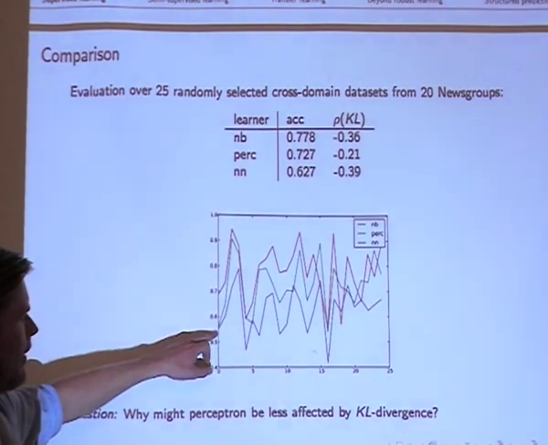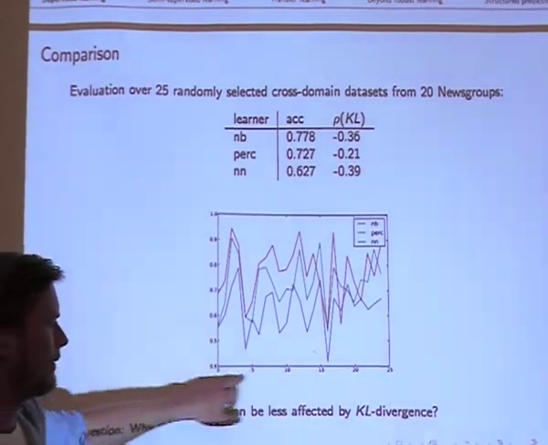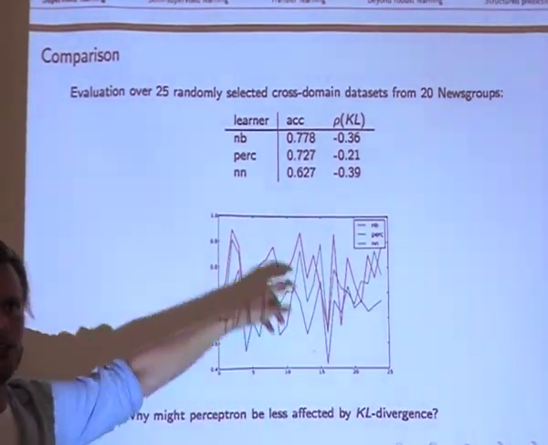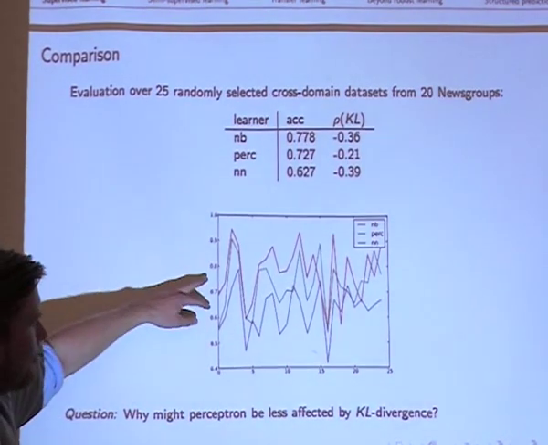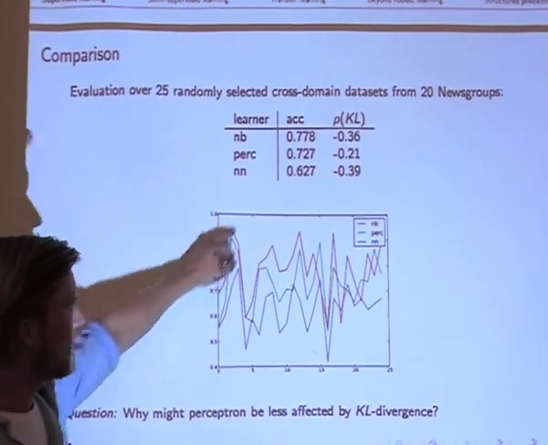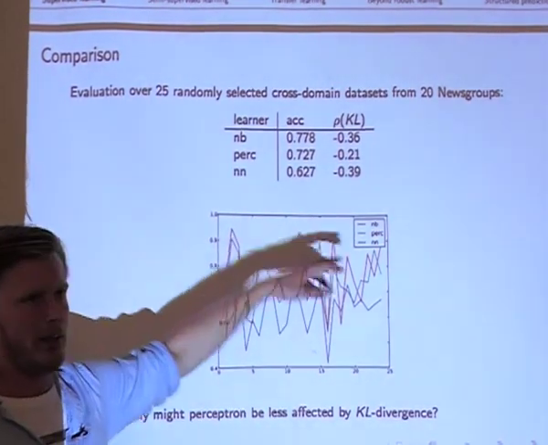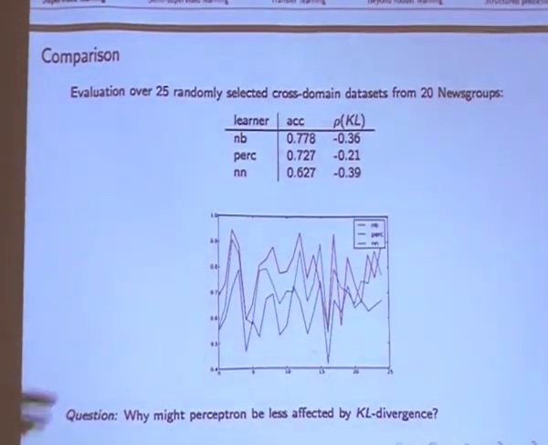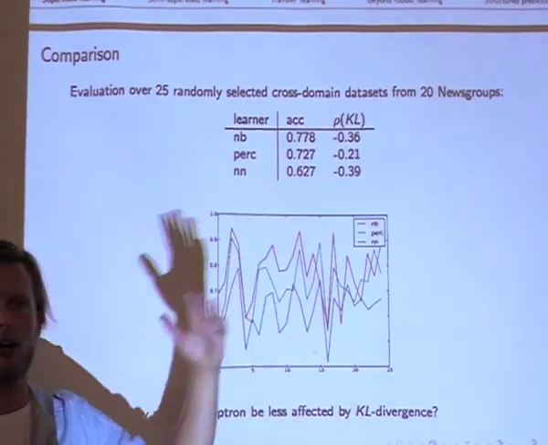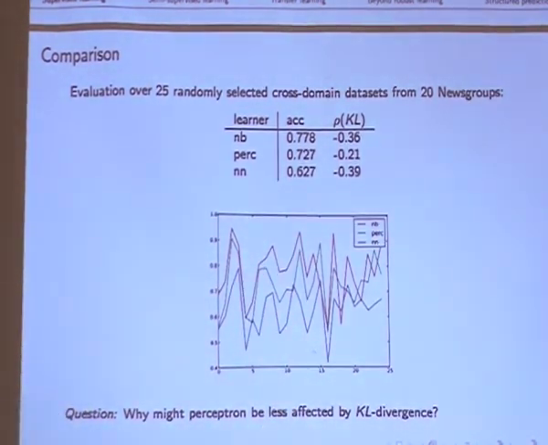This plot is just showing you these 25 data sets, and I just drew lines here so it's easy to follow. What you see here is that sometimes the Perceptron is a lot better than naive Bayes, but generally naive Bayes is better. And these are the data sets where you see big domain differences. Okay.